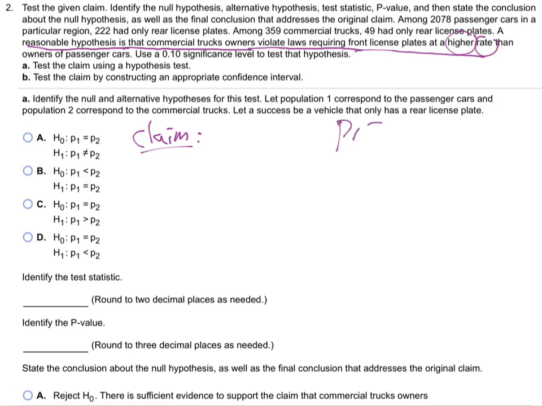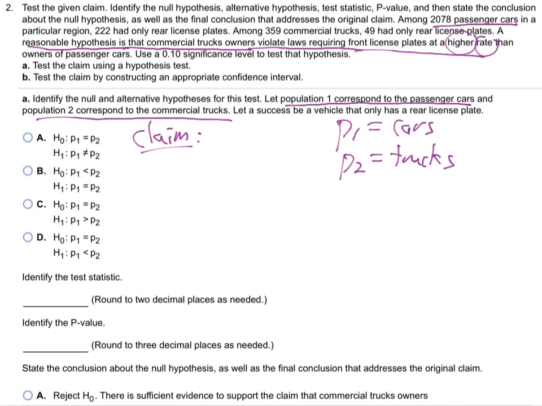So is P1 the cars or the trucks? What did they start with? They started with cars. So you actually could do it either way. Well, no, actually, we better stick with their order. So population 1 is the cars. I should have looked down there in the words. P1 is the cars, P2 is the trucks.